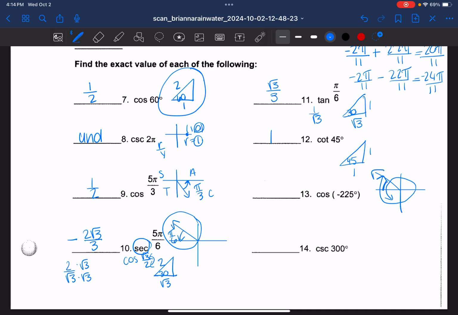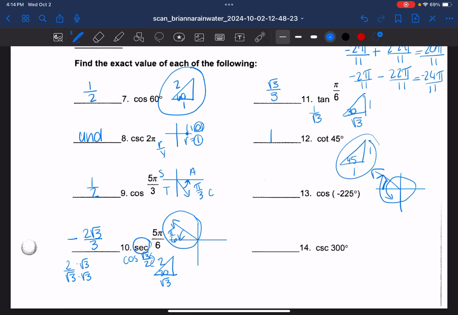I would still be 45 degrees from the x-axis, so I'm picturing something like this. My hypotenuse is root 2, so cosine would be 1 over root 2. Because I am in quadrant 2, cosine is negative there, and I can't leave a square root in the bottom. So this is going to end up being negative root 2 over 2.